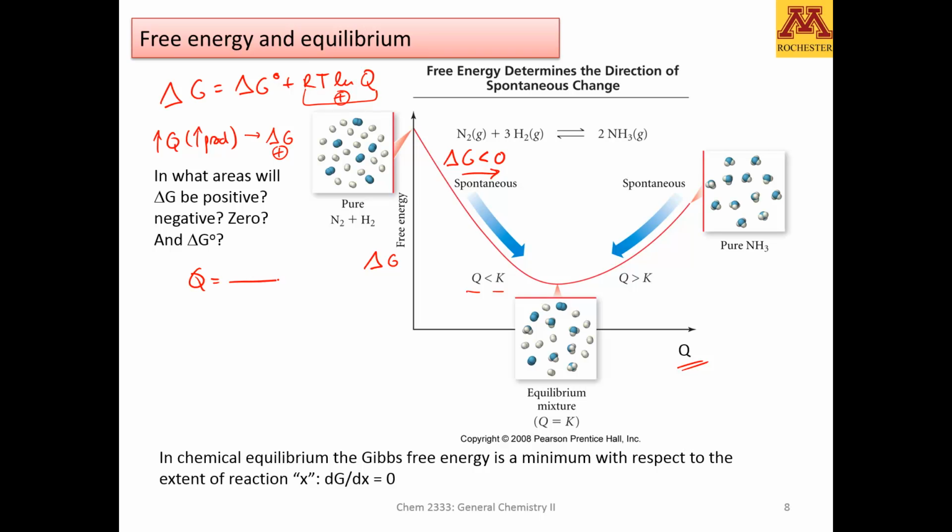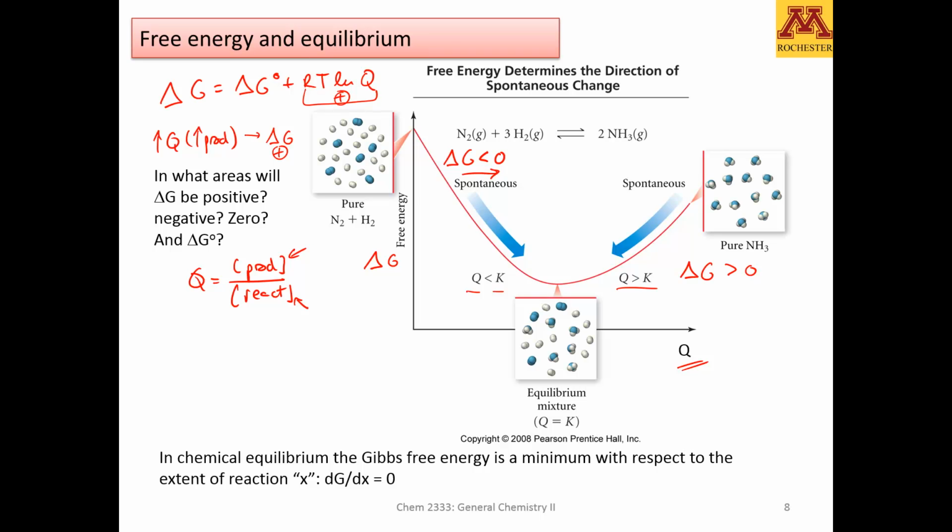Remember that Q has the same expression as the equilibrium constant. So when Q is smaller than K, you need to make Q larger by increasing the numerator and decreasing the denominator, and you only do that by moving forward. And likewise, when you have Q larger than K, it means you have way too many products. The reaction needs to move to reactants, and that means your delta G will be positive in this case. So the spontaneous process will be going backwards.